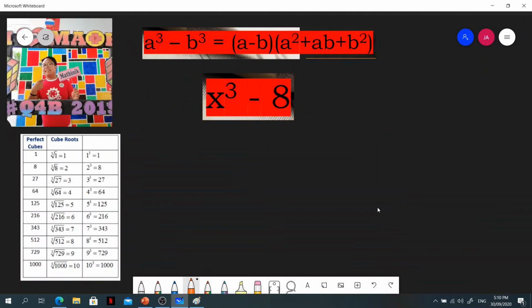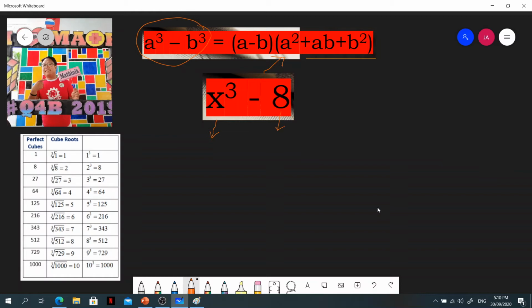Okay, example, we have x cubed minus 8. Kung mapapansin, ito ay kapareho ng given na ganito. So, anong gagawin natin? Dapat ito maging kamukha nito mamaya para makuha natin yung factor. Paano natin iyon gagawin? Kunin natin yung cube root ng bawat term.